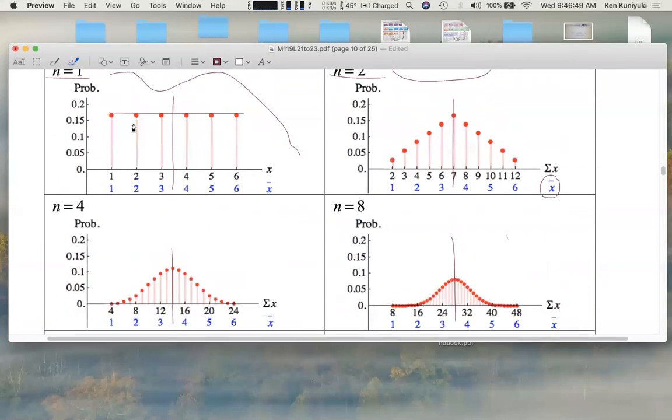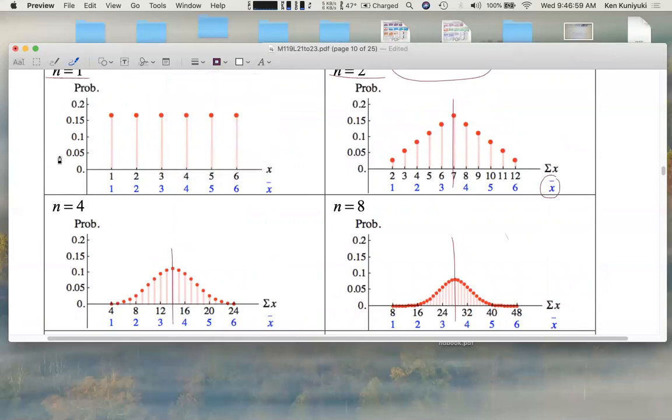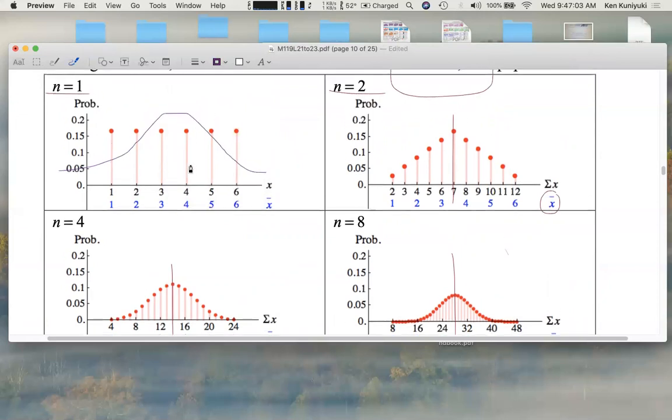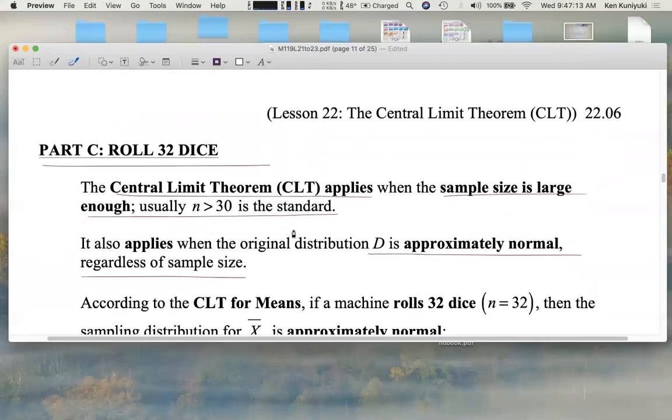But if the original distribution is bell-shaped, I'll erase this. What if we have a bell-shaped distribution? Like so. Then the CLT basically kicks in immediately, even at n equals 1. You don't have to rely on a large sample size. If you start with a bell shape, you're dealing with bell shapes all the way, normals. The CLT applies when the original distribution is approximately normal, regardless of sample size.